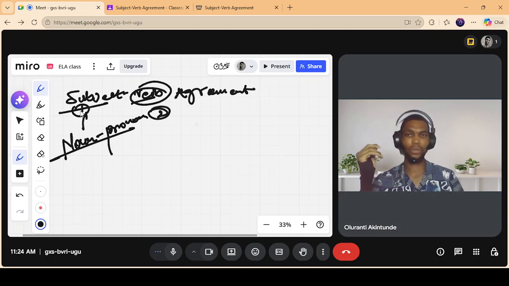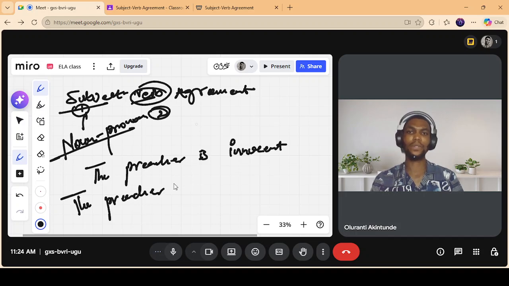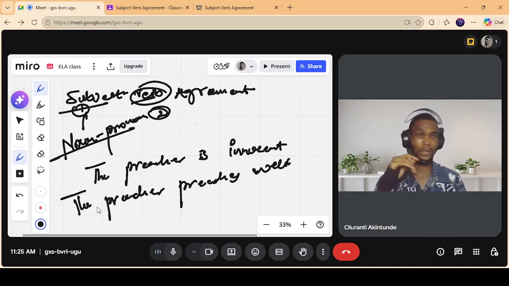For example, let's say we're given a sentence. The preacher is innocent. Or the preacher preaches well. Right. The preacher preaches well. Let's use this first. Right.